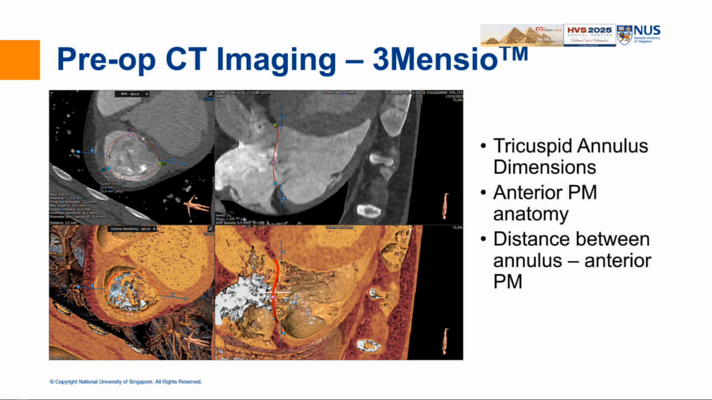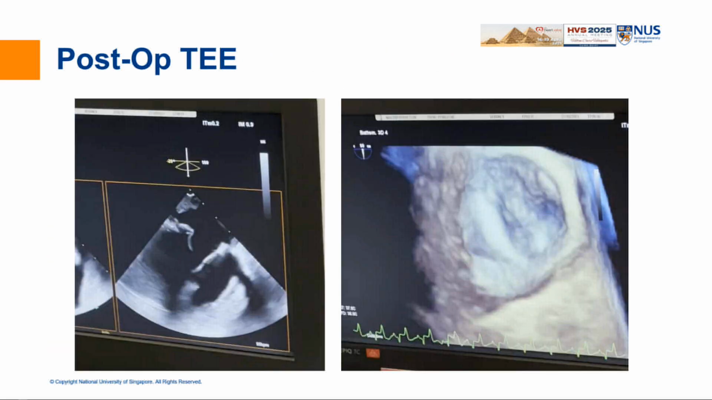We evaluated the recipients with CT imaging before the procedures, and 3 key parameters were the tricuspid annulus dimension, finding the most prominent anterior papillary muscle, and how its anatomy was. To determine the device length, we had to measure the distance between the annulus and the anterior papillary muscle.